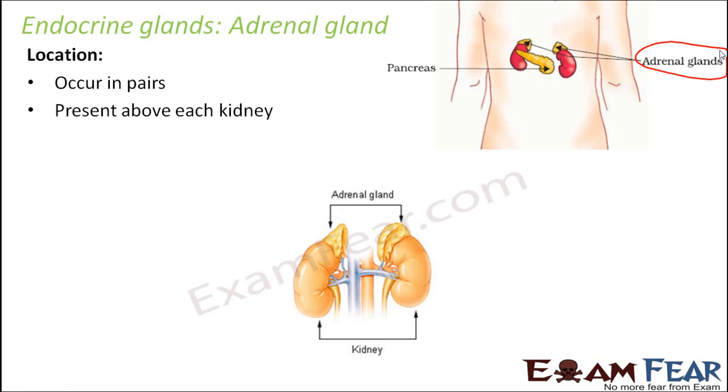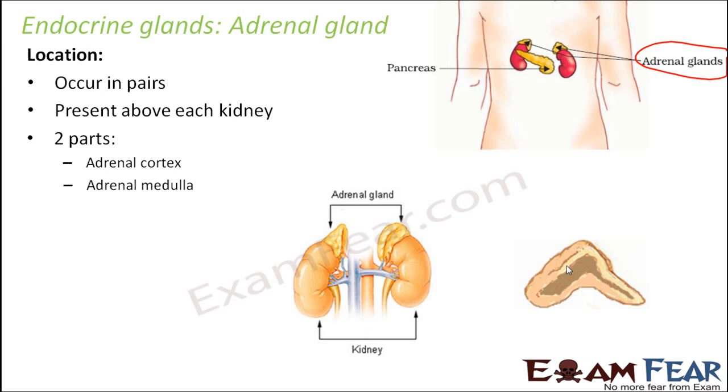So this is how they look from a closer view of the adrenal gland. Now the adrenal gland can be divided into two parts. If you look at the structure of each adrenal gland, they have two parts. This is how it looks from closer. So it has two parts, which are adrenal cortex and adrenal medulla. The outer portion is adrenal cortex and the inner portion is adrenal medulla. So these are the two parts of the adrenal gland.